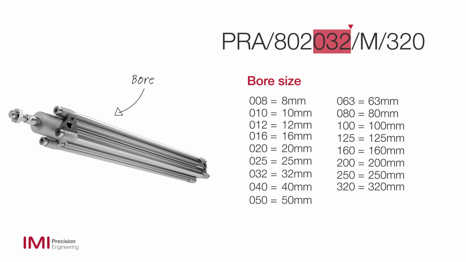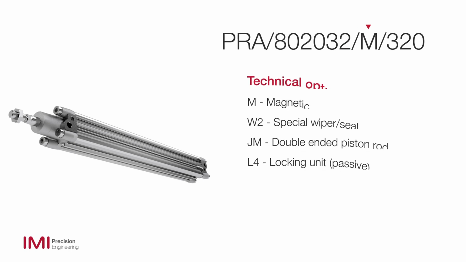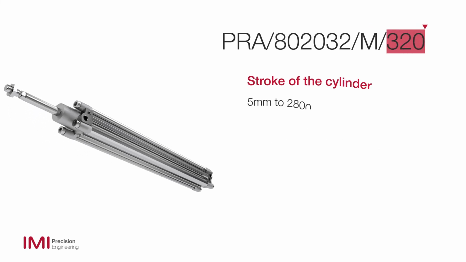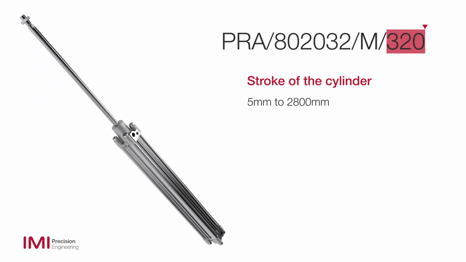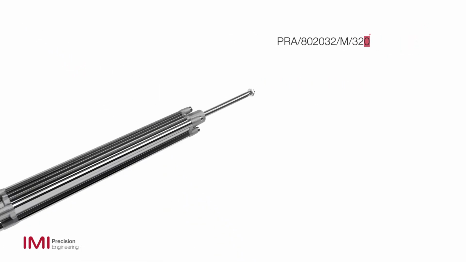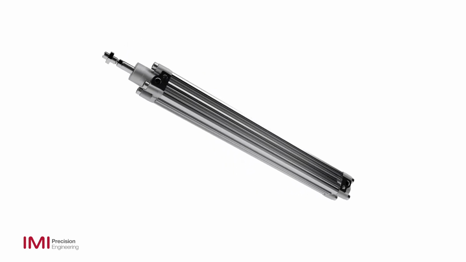Make sure it's one of the standard sizes. If not, it may be a special or bespoke part. For example, with ISO line Roundline, 26 may represent a 25 bore with adjustable cushioning. The next digit, the one between the slashes, reveals any technical options. In this case, M, which stands for magnetic. The final digits give us the stroke of the cylinder. Here it's 320 millimeters. Any digits after these would represent optional mountings.